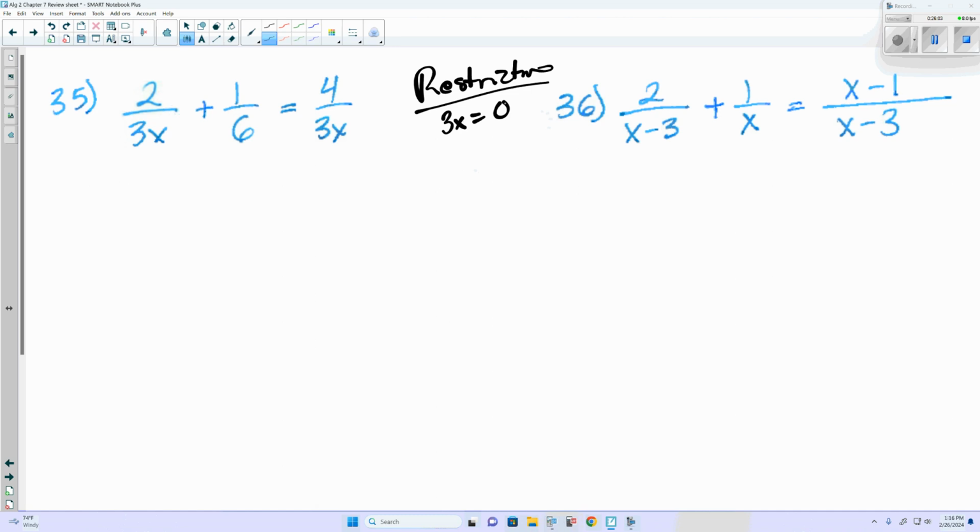But the spots where the restrictions would be are our 3x. To solve for it, we would divide by 3, telling us that if x is 0, the denominators would be 0, so x cannot be 0. Now, we need to see what we need to multiply everything by to solve. 6 and 3x.